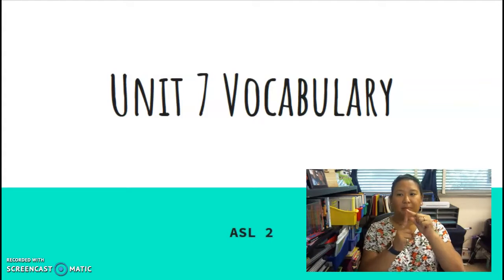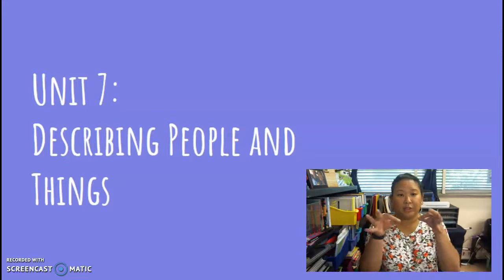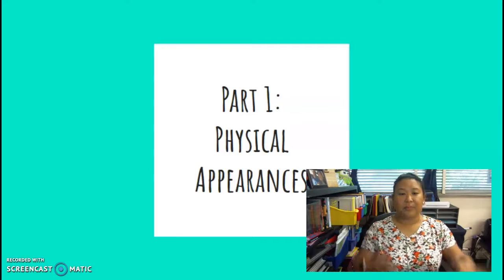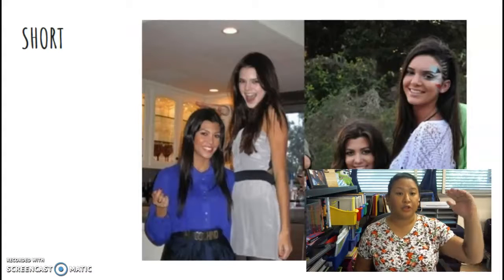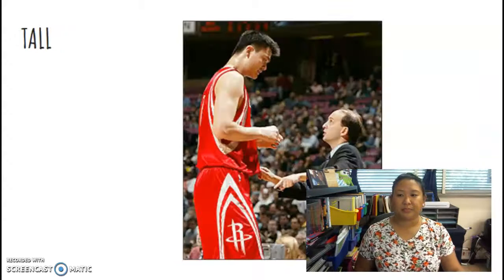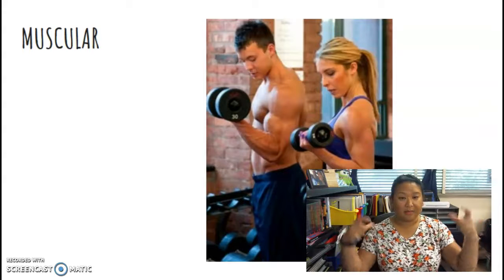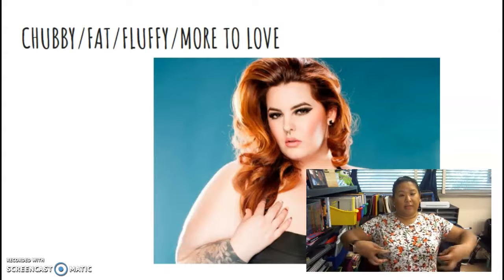Unit 7, Vocabulary. Describing people and things. Physical appearances. Short, tall, thin or skinny, slender, muscular, chubby, fat.